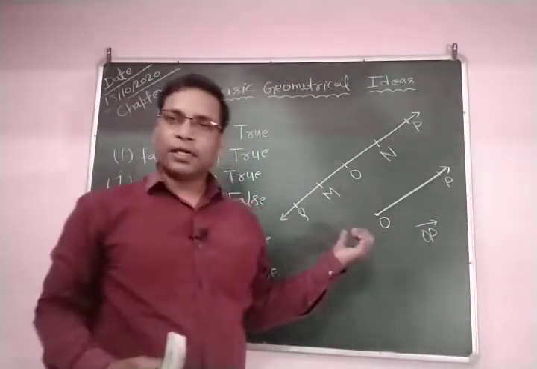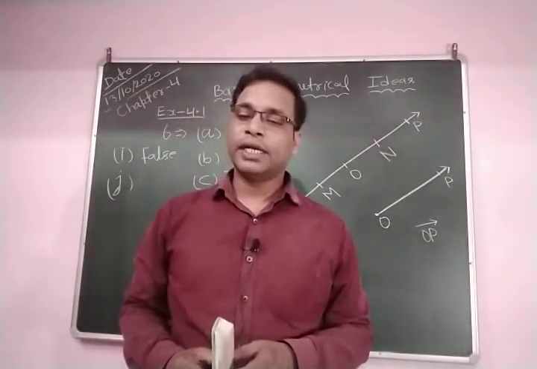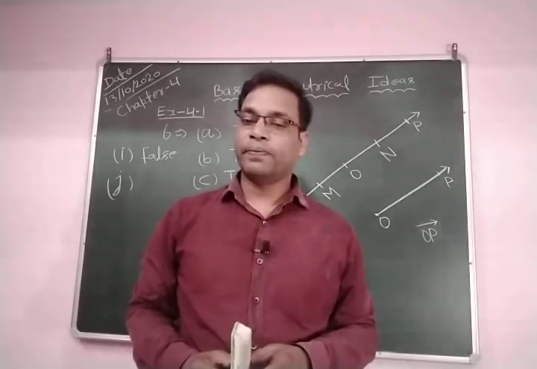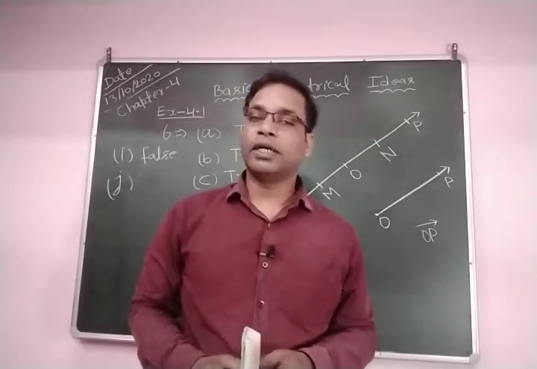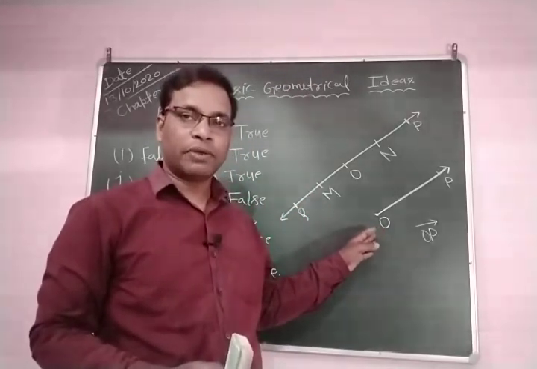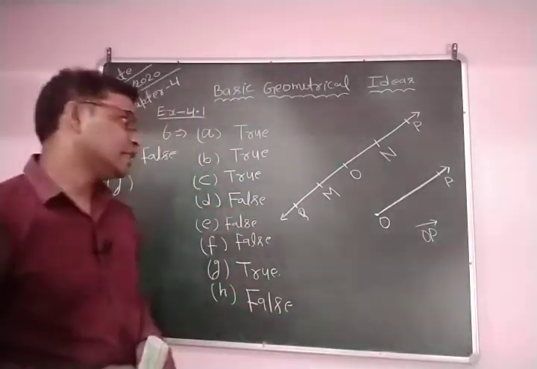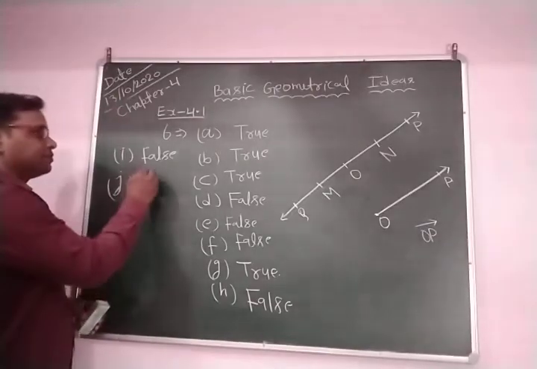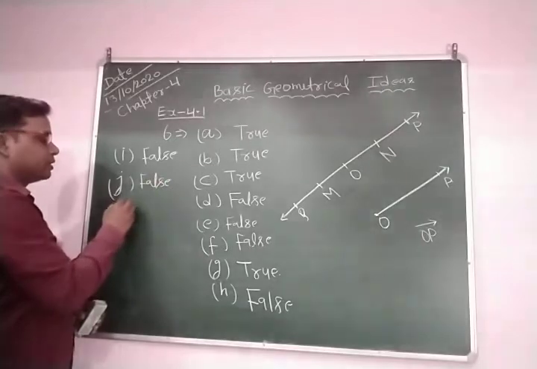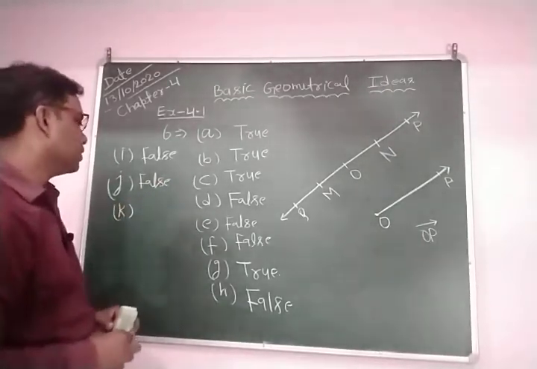So here O is the initial point, but our statement says that O is not an initial point of ray OP. Here you can see we draw this ray OP and we found that O is the initial point. Clear? So we can see this is a false statement. This is false. And last part of this question, K part.